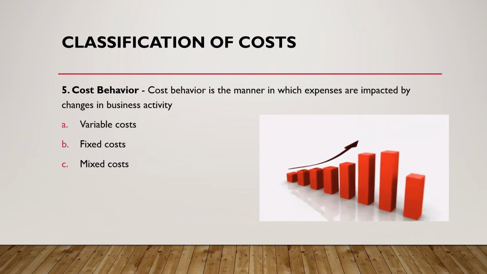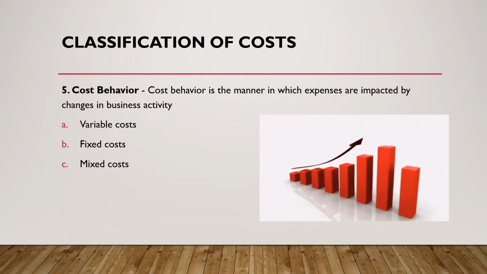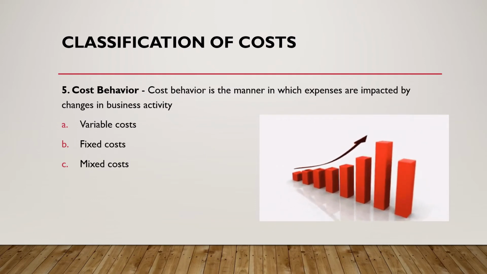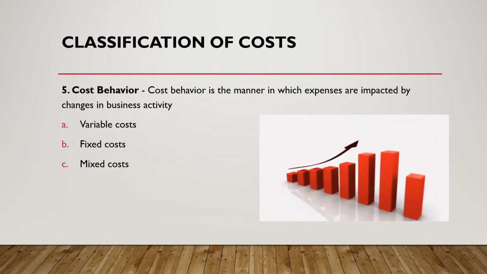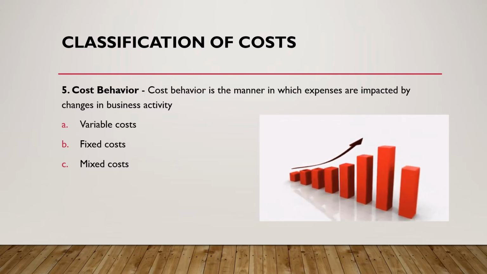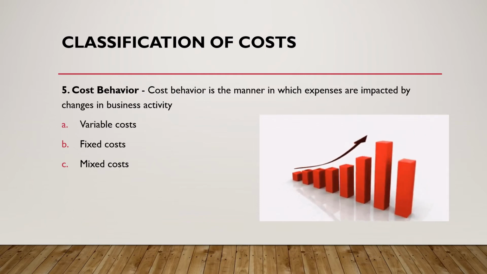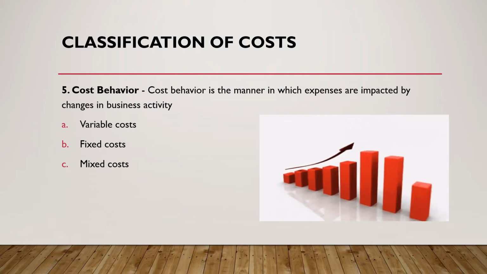Second is fixed cost. This is a cost that does not change in response to business activity levels. For example, the rent on a building will not change even if the sales level of the tenant changes dramatically. Finally, there is the mixed cost, which contains fixed and variable elements. For example, an internet access fee includes a standard monthly access fee, which is fixed, and a broadband usage fee, which is variable.